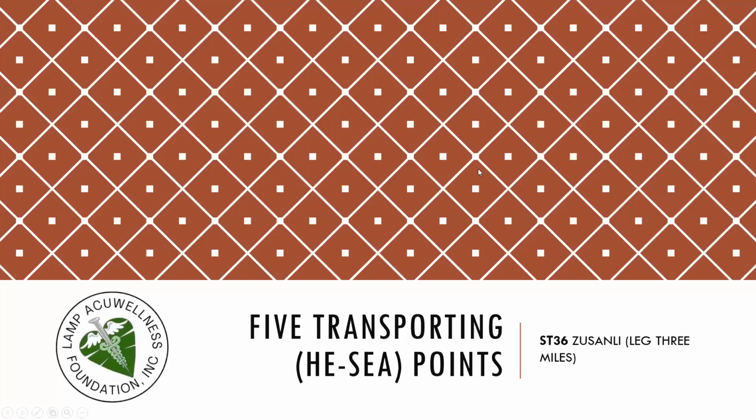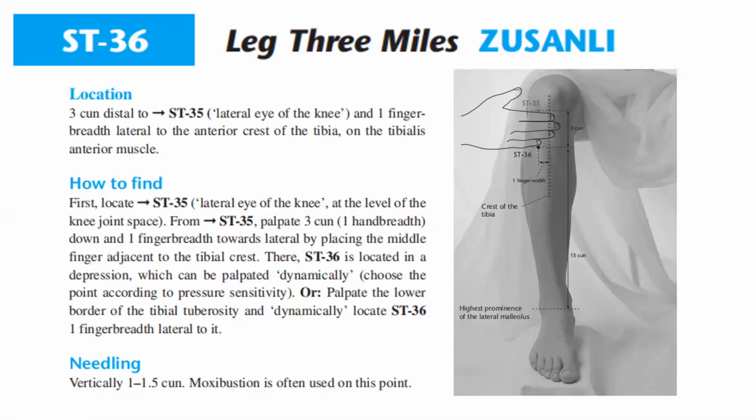Let's discuss the 5 transporting points. Stomach 36, Zusanli, Leg Three Miles. Location: 3 cun distal to stomach 35, lateral eye of the knee, and 1 finger breadth lateral to the anterior crest of the tibia on the tibialis anterior muscle.